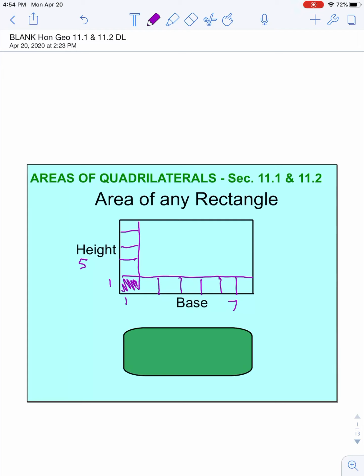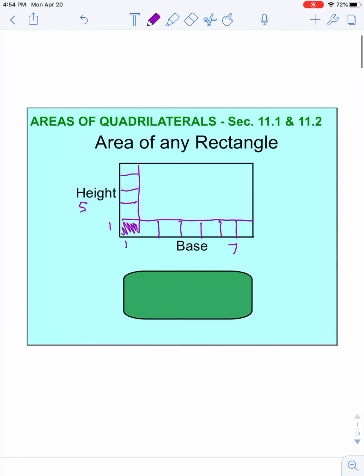So to get started, we are talking in these first two lessons, section 11.1 and 11.2, about the area of rectangles and other quadrilaterals. So rectangle, you're pretty familiar with. Really, when we talk about area, we're talking about how many square units of a certain size fit into a certain region or area. So if you look at this example that we have here, as you're familiar with area of a rectangle, you might have learned it as length times width.